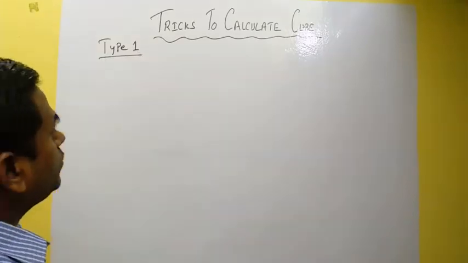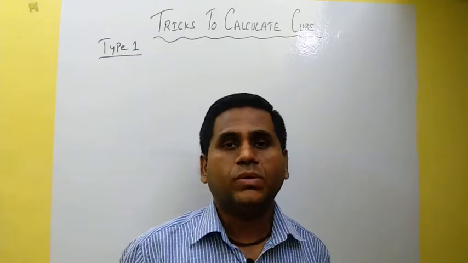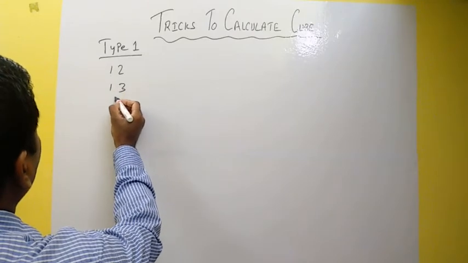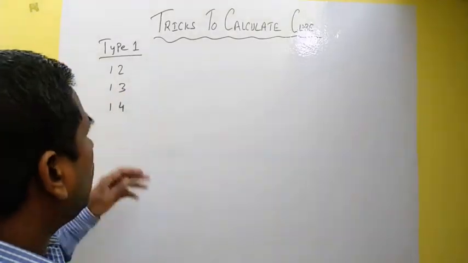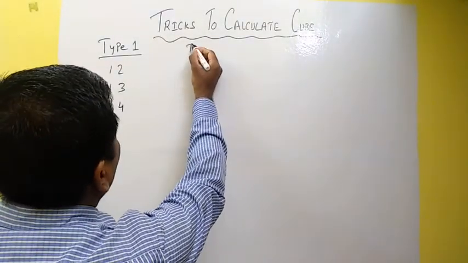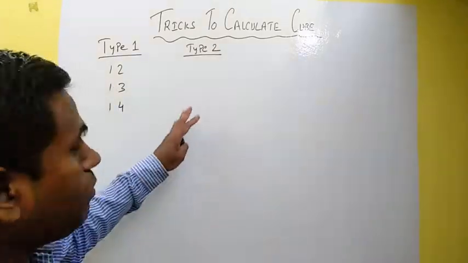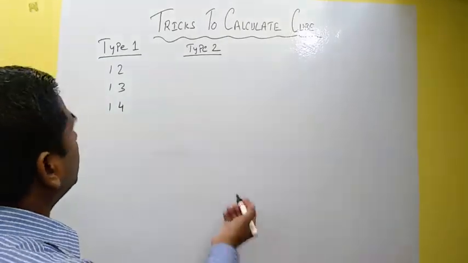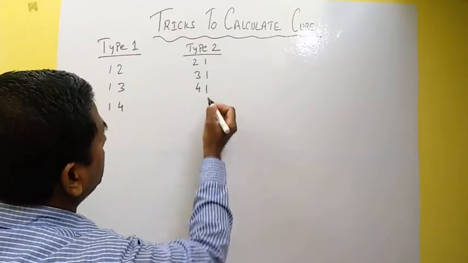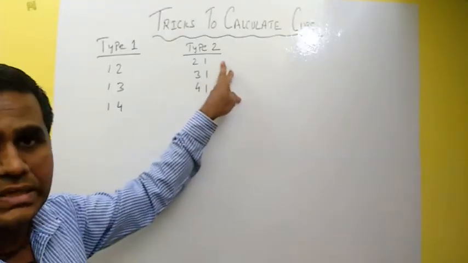In type 1 we will have the numbers which start with 1. For example, 12, 13, 14, or any such number which starts with 1. Now the next type is type 2: the numbers which end with 1. So it will be like this: 21, 31, 41. These numbers which end with 1 come in type 2.